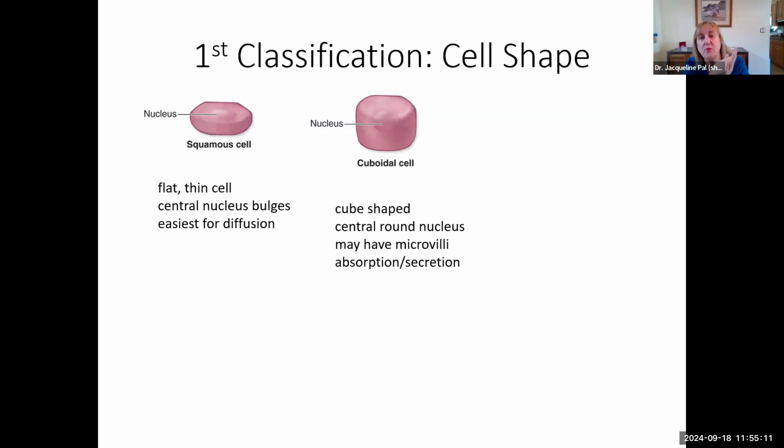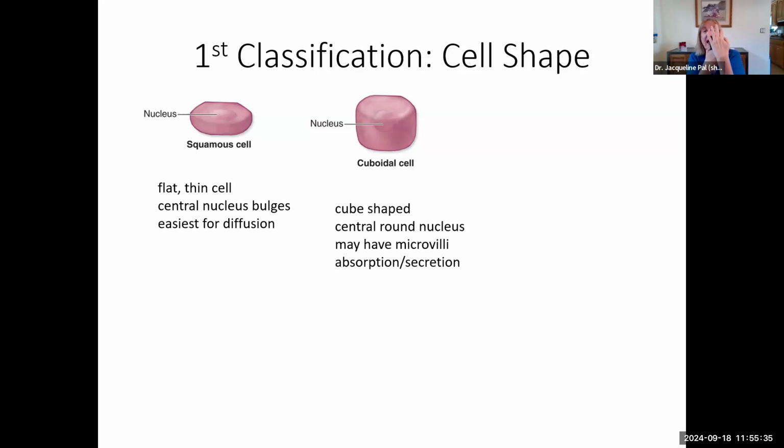The second cell shape, think of a box in 3D, which is a cube. So these are called cuboidal cells. And here the nucleus is round and it sits in the middle of the cell. Now, cuboidal cells have the option, as in they are not required, but they may have little microvilli sitting on the surface of the cube.